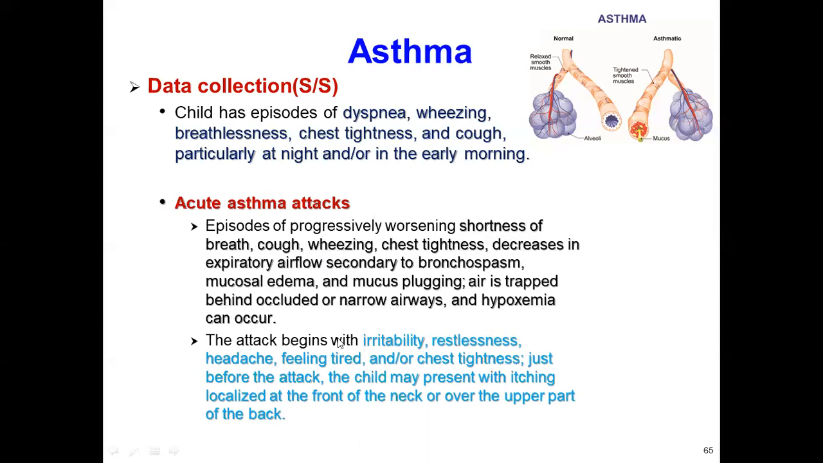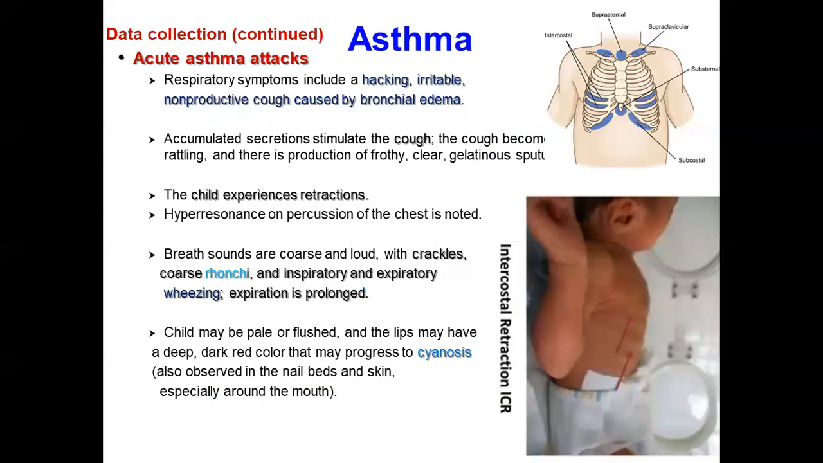The acute attack comes with irritability, restlessness, and the patient complains of headache, feeling of tiredness, and chest tightness. Just before the attack, the child may present with itching localized at the front of the neck or over the upper part of the back. Why? Because mast cells secrete histamine. What else?